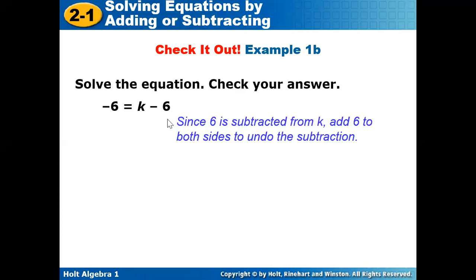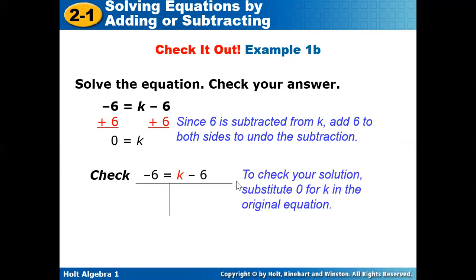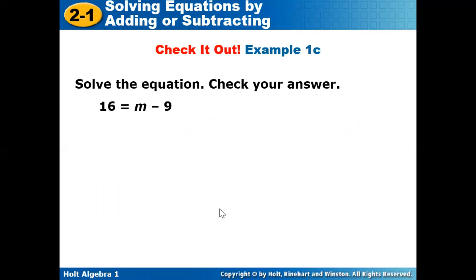Since we're subtracting 6 from both sides, we're going to add 6 to both sides. A negative 6 plus 6 is going to give us 0. So k is equal to 0. Check our answer real fast: 0 minus 6 does indeed equal negative 6. All right, here's another one to practice on.